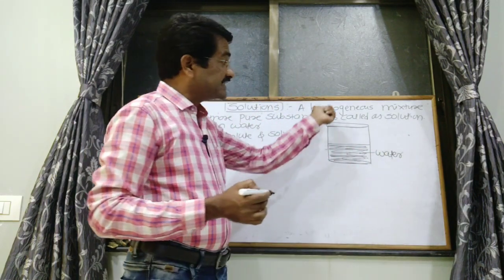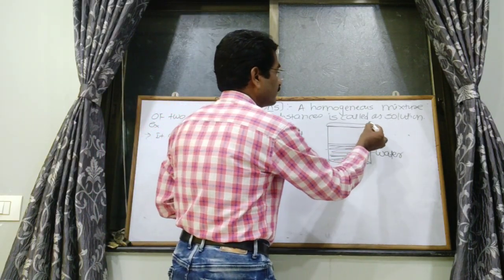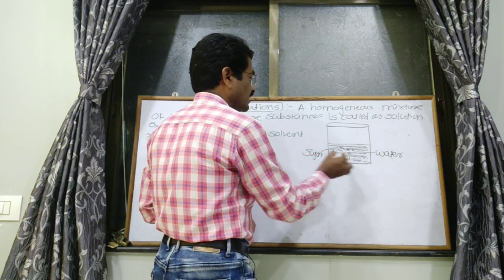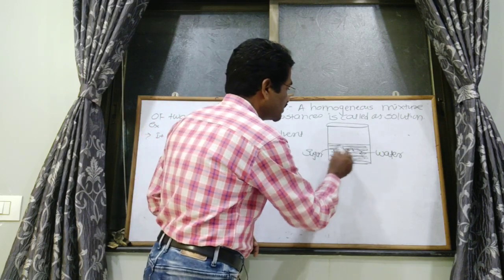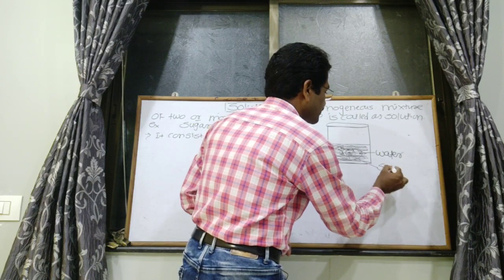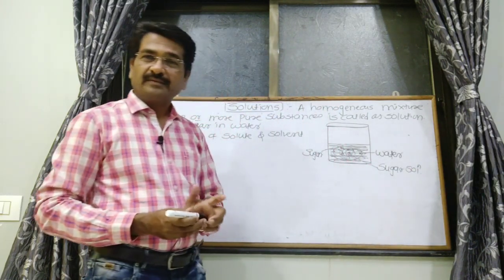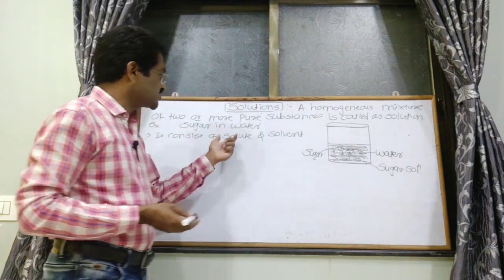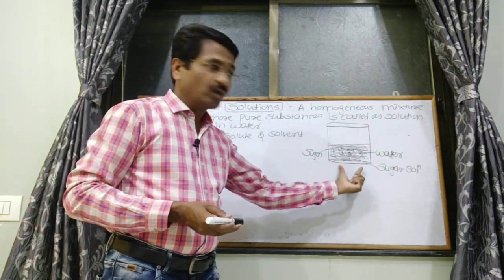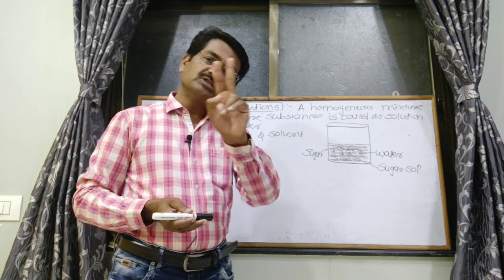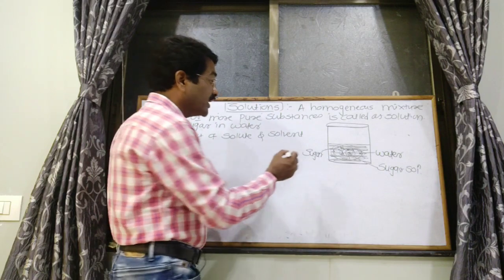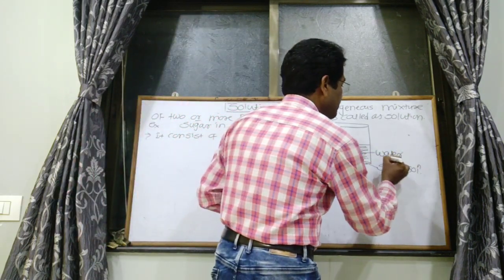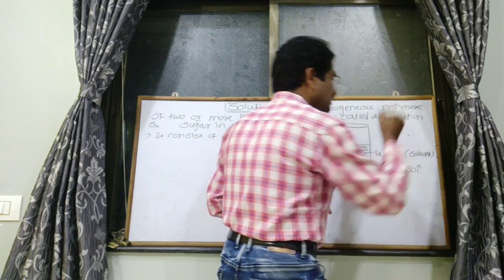Whenever sugar is added to the water, it forms a homogeneous mixture, that is, the sugar solution. This indicates that any solution consists of solute and solvent. The sugar solution in this beaker consists of two substances: one is the sugar and another is the water. The sugar is the solute, and the water is the solvent.